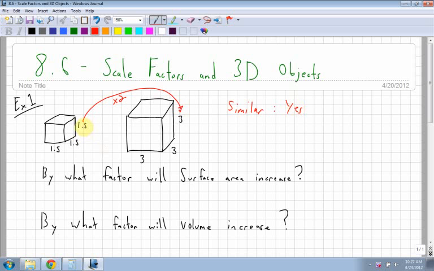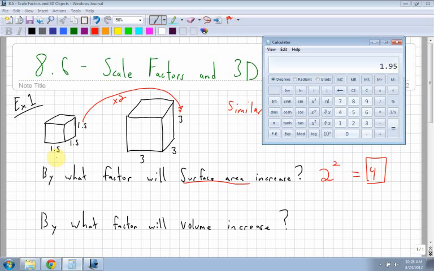First of all, I know that the dimensions have been increased by the same amount. I'm going to see by what factor surface area will increase. If each dimension has been increased by a factor of 2, my surface area will be 2 squared, because area is squared. So it's been increased by a factor of 4. Second question, by what factor will volume increase?